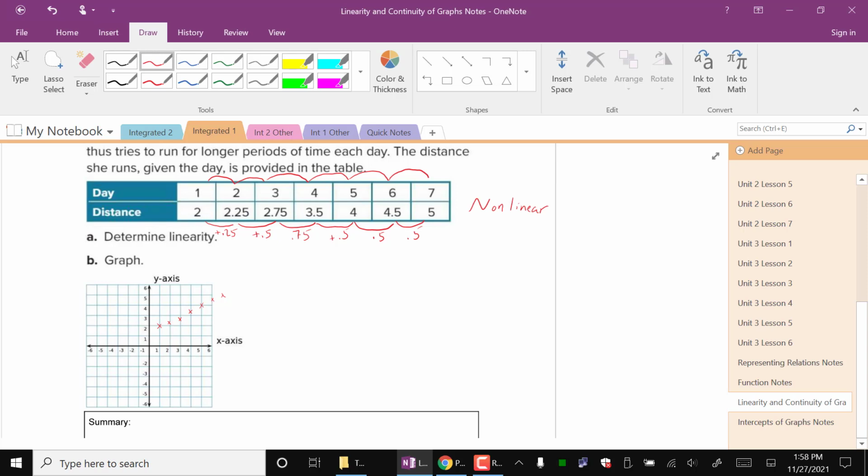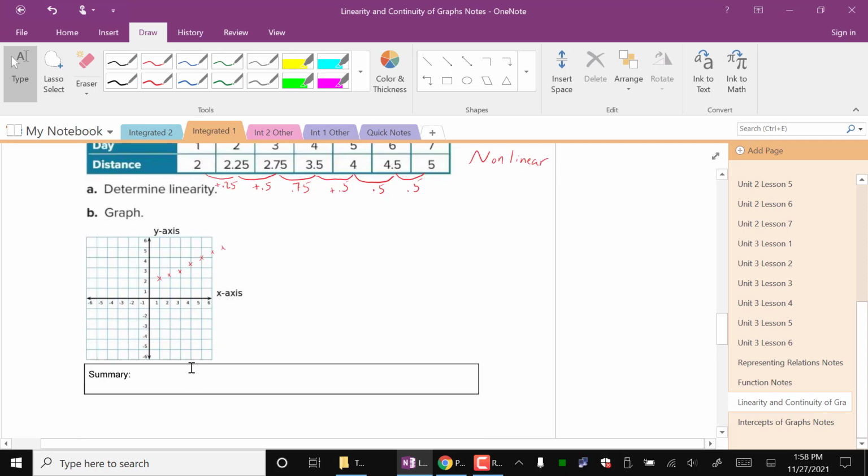So the big ideas we were looking at today were linear versus non-linear, and then we also looked at discrete, continuous, and neither. So go ahead and summarize both of these ideas. How do you determine if it's discrete, continuous, or neither? And then how do you determine if the function is linear or non-linear? So you're going to write the summary right down here. Then you're going to use these notes to help you out with the practice problems for today.